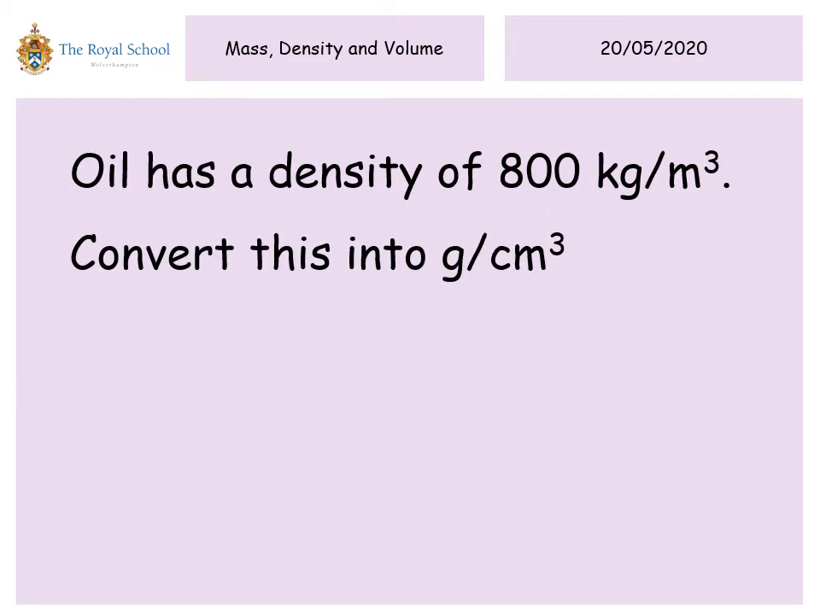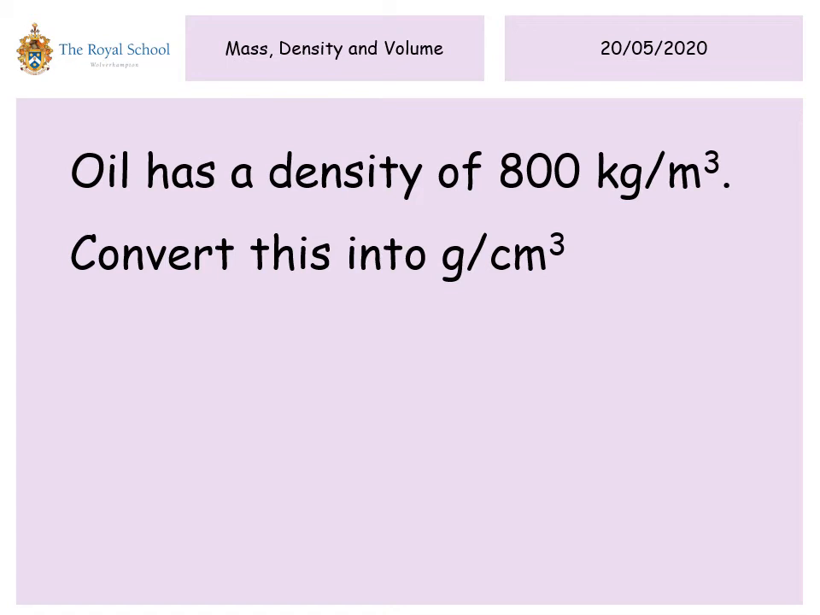So much more difficult question here. Oil has a density of 800 kilograms per meter cubed. Convert this into grams per centimeter cubed. There's a fair bit more thought involved on converting your units here. So I'm going to give you a moment to have a think about this one, and we'll run through the answers.